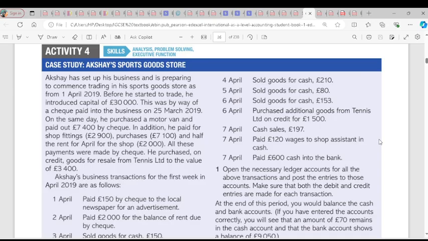So on the debit side of your bank account, you're going to have 25th of March, which is when the transaction was done. The details will now be capital and the amount is 30,000. So yes, the double entry system is fulfilled. Perfect. Is it clear?